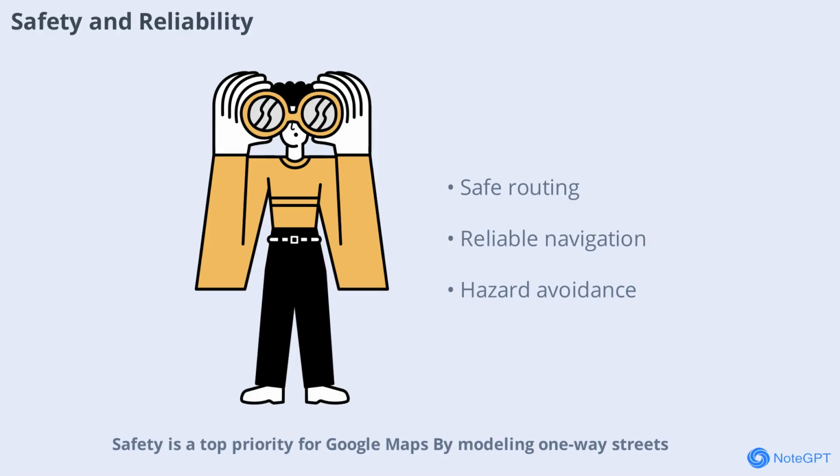Safety is a top priority for Google Maps. By modeling one-way streets, speed limits, and real-time incidents, the app ensures that routes are safe and reliable. Users can trust the navigation to guide them through unfamiliar areas, avoiding hazards and delays.